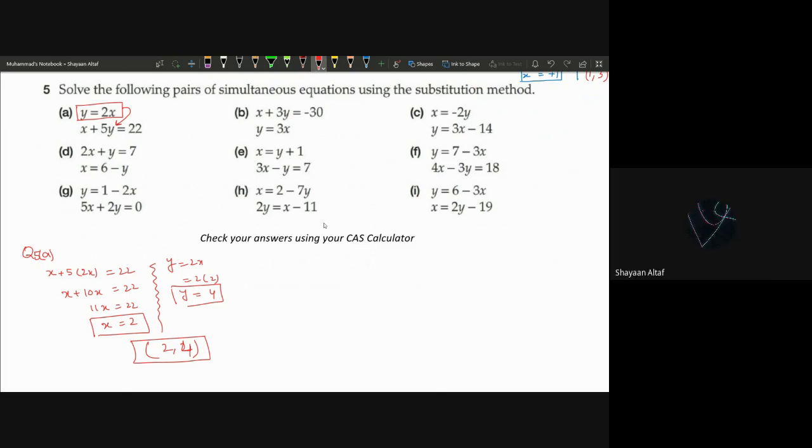Yeah, sorry, I was just writing it down. You got it? Yeah. Okay, wait a second. In this question, you can put y is equal to 3x into this y, right? And here, let's solve part C. Question number 5, part C.